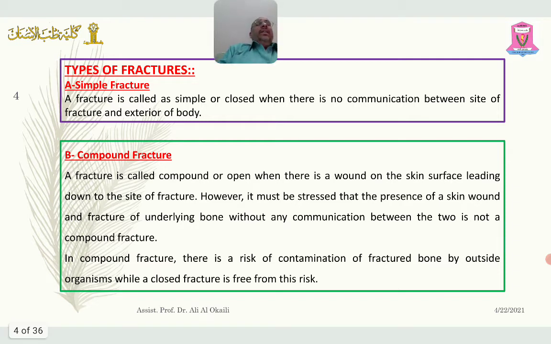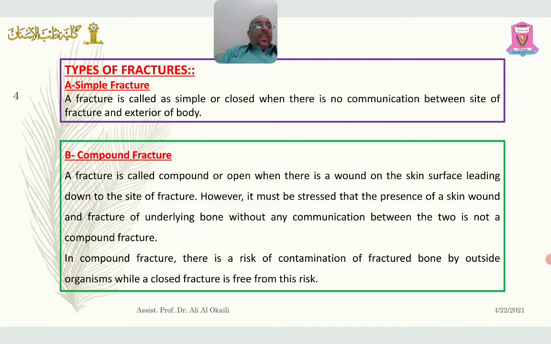ذكرنا احنا this types of fracture according to its complexity، إلى درجة التعقيد، البي could be simple fracture. A fracture is called simple or closed when there is no communication between the site of fracture and the exterior of the body، بمعنى لا يوجد جروح. Compound fracture. The fracture is called compound or open when there is a wound on the skin surface leading down to the site of fracture. من يصاحبه جروح لهذا الكسر.